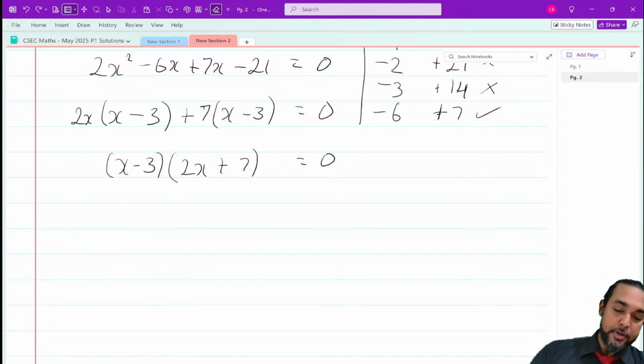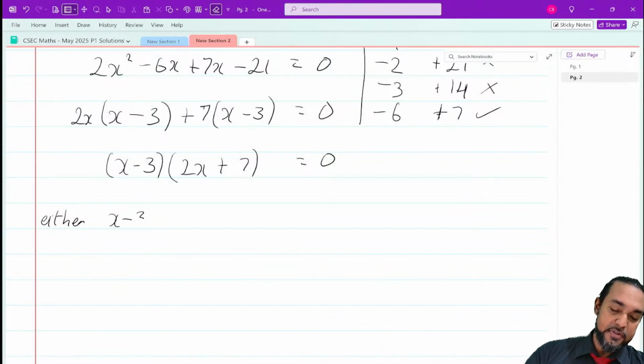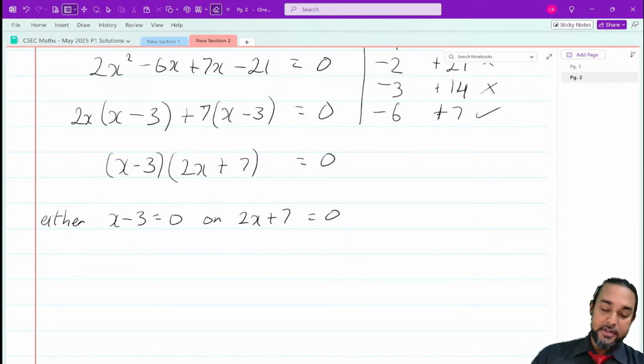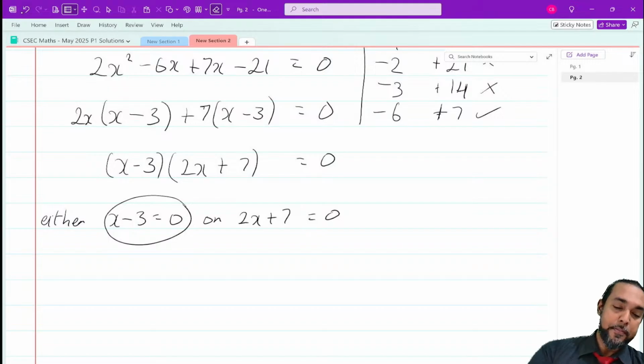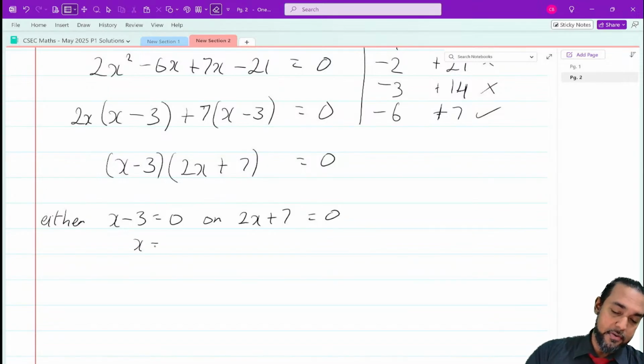Anyway, because x is a variable, its value can change or vary. We have to consider each of these factors equal to 0 in turn. So if x minus 3 is 0, that's pretty simple. Some number, you minus 3 from it, you get 0. The only number you can minus 3 from and get 0 is 3.